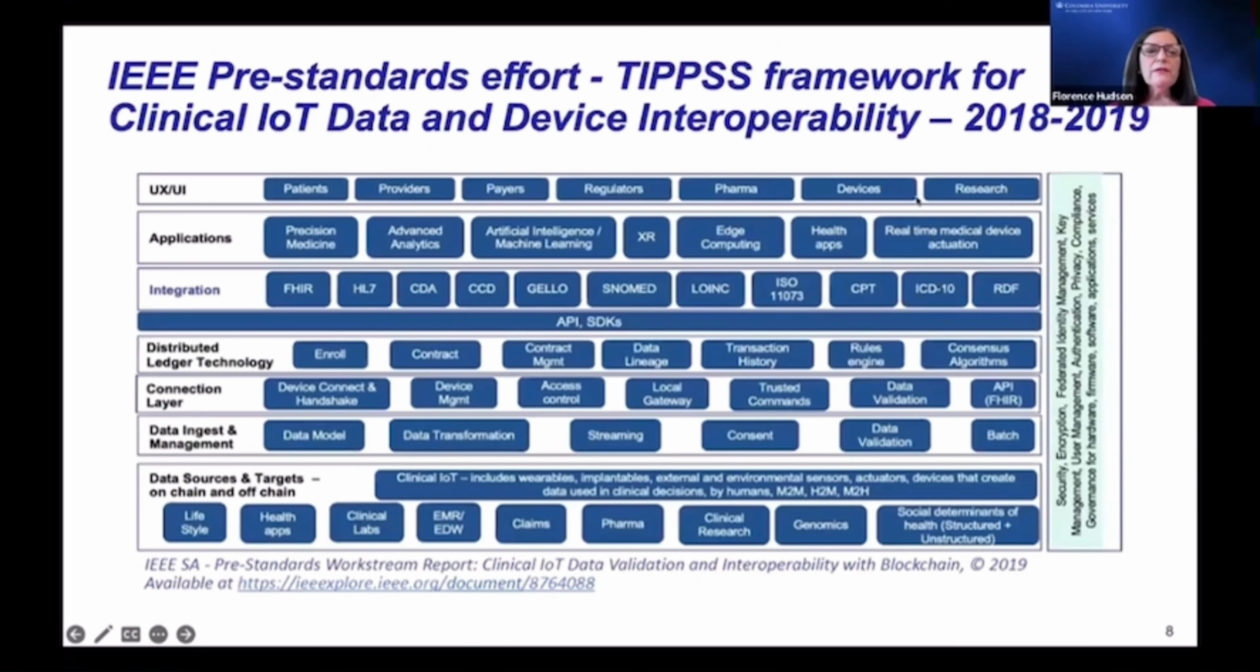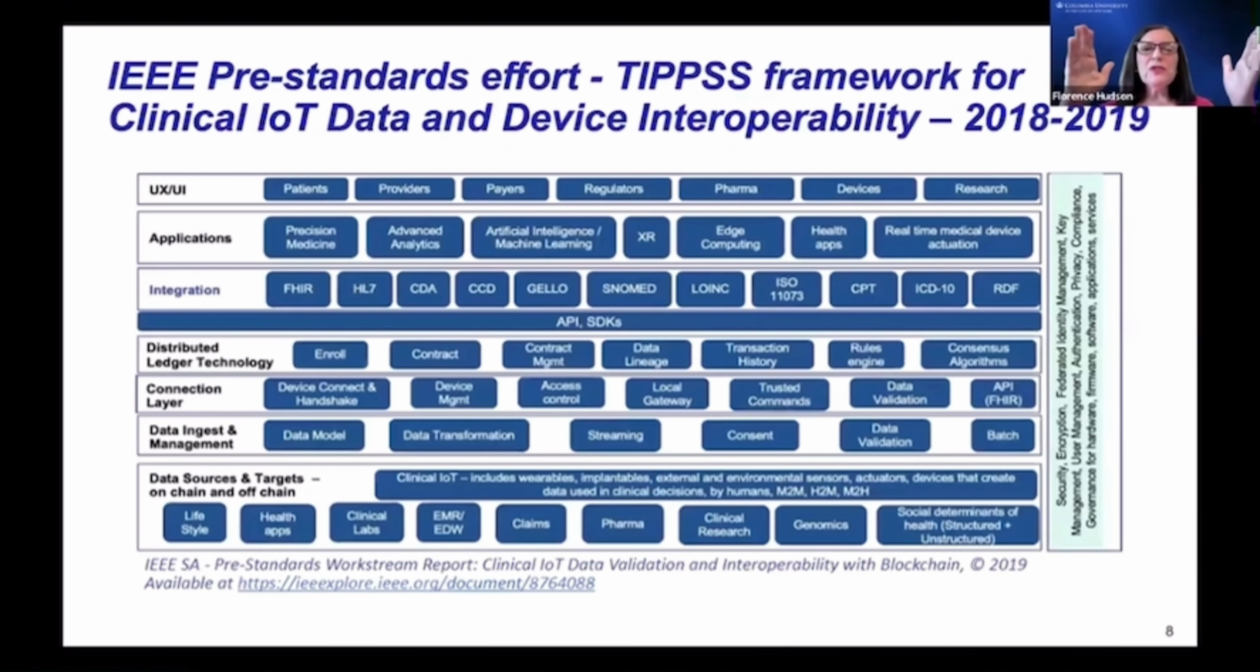So when we first got involved in this, we started this little pre-standards work stream under the Industry Connections program that Maria was talking about. And we created this, I call this high level, but I used to do finite element modeling as an aerospace engineer. So this is high level because all the details aren't underneath it. But we created this TIPPSS framework for clinical IoT data and device interoperability starting in 2018 and then published this in 2019. And what this shows is everything we have to worry about.